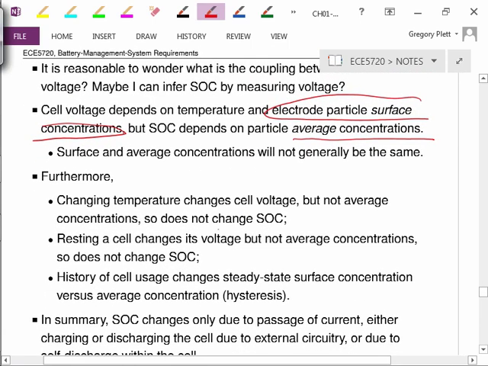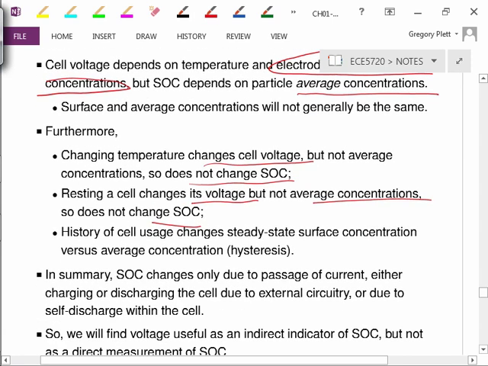So changing temperature changes cell voltage, but not concentrations, and so it does not change the state of charge. Resting a cell changes its voltage, but it doesn't change the average concentrations, so it doesn't change state of charge. History of cell usage, I'm thinking of hysteresis here, changes the steady-state surface concentration versus the average concentration. So there are just some tricky things.